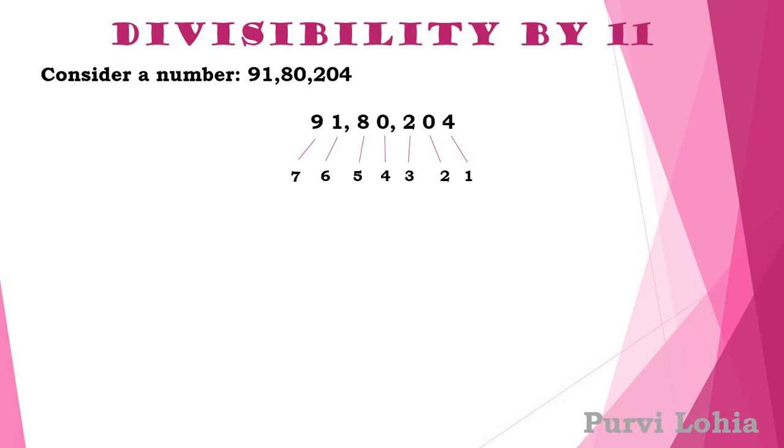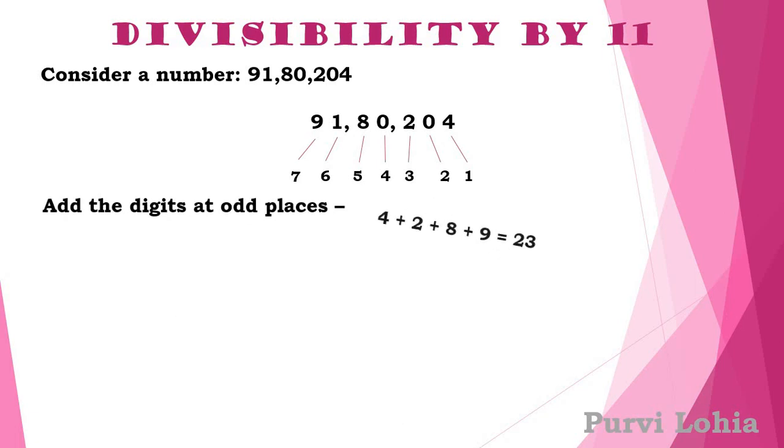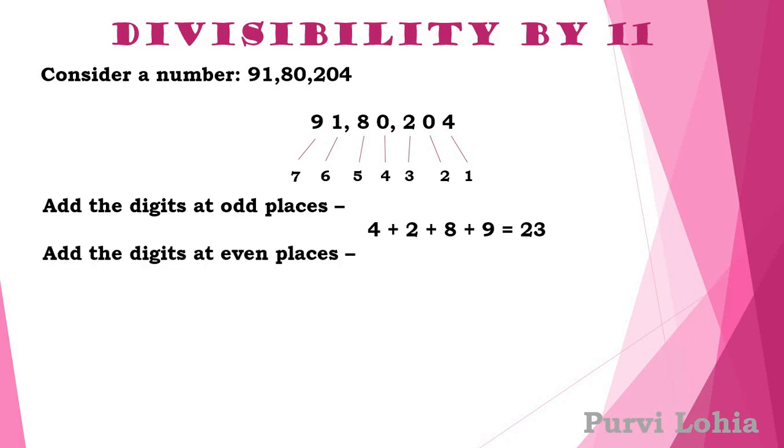You will go with the places, and you will always assign the places from the right, starting from the ones place. Okay, so 4, 2, 8 and 9 are at odd places and 0, 0, 1 are at even places. So add the digits at odd places. So they are 4, 2, 8 and 9. So when we add them, we will get 23. Okay, and then we will add the digits at even places. Okay, so 0, 0 and 1. So it will become 1.